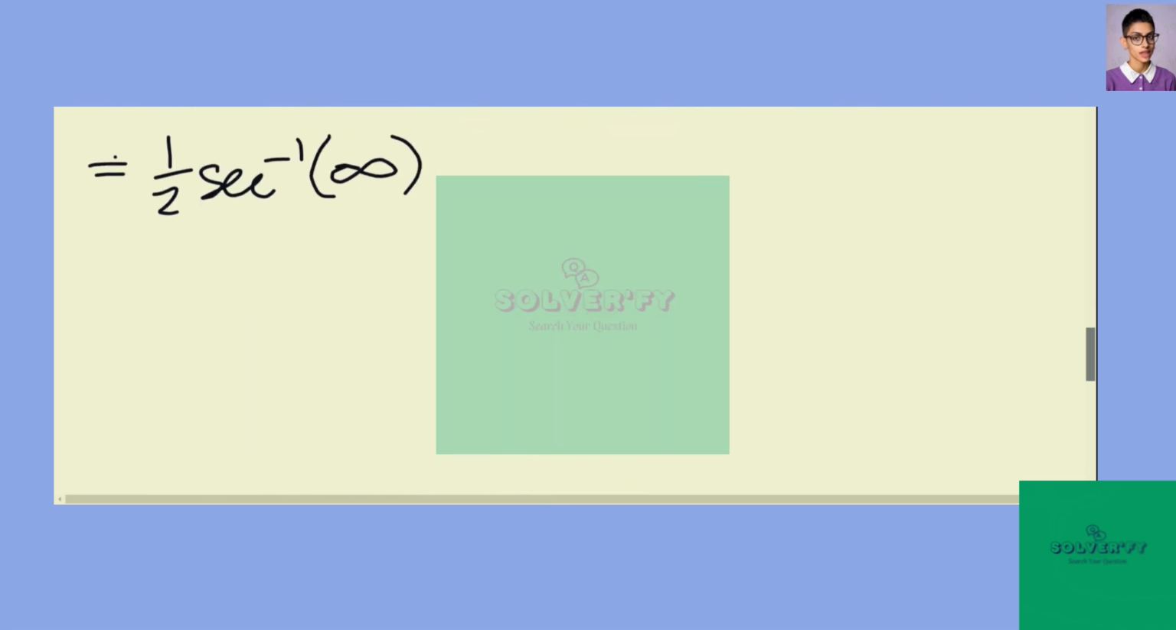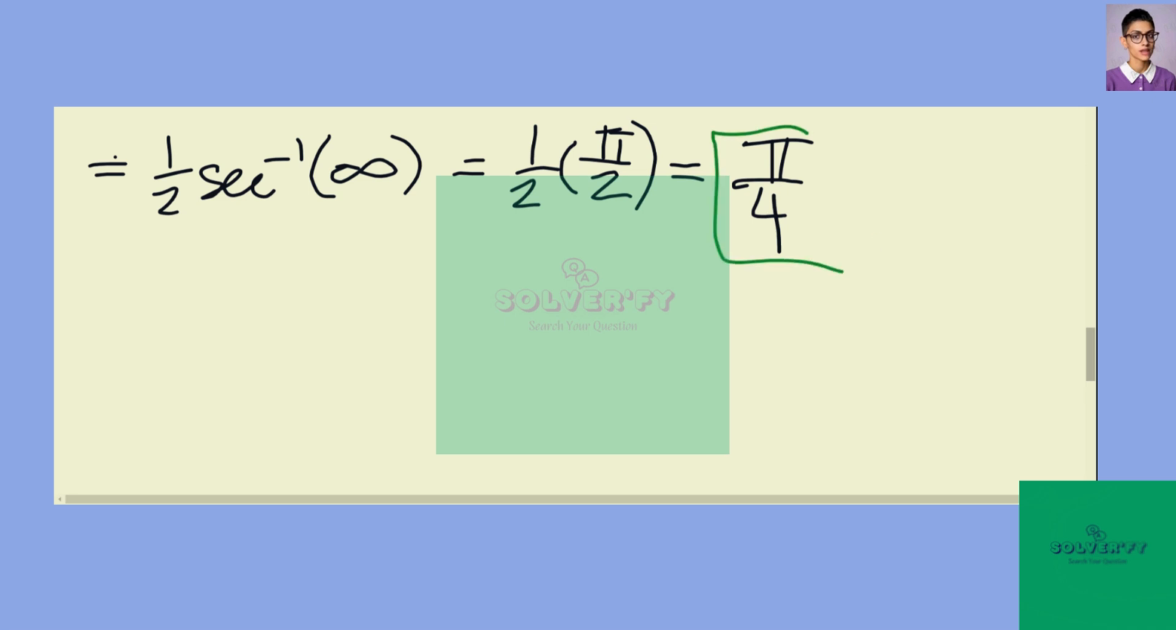Now, secant is going to be equal to infinity when cosine is equal to 0. So this is the same as 1/2 times pi over 2 by inverse functions. And this is pi over 4. And so we get our answer, pi over 4.